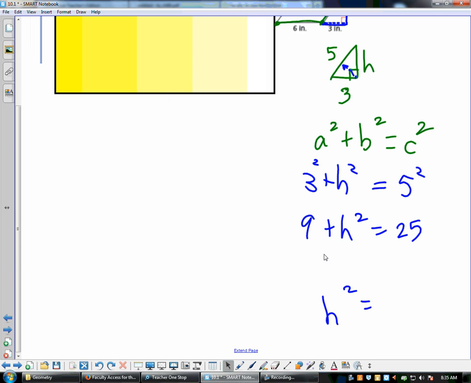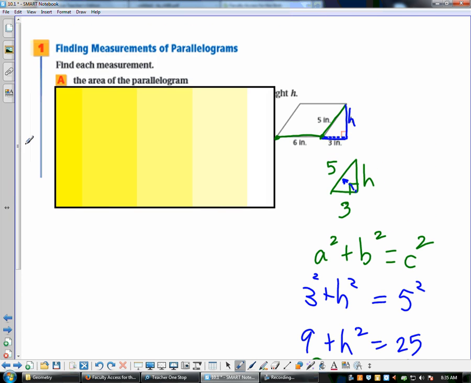This is algebra 1 right here. What do I do to get h squared? 5 squared minus 9. Thank you. I'm subtracting 9 from both sides, so I get h squared equals 16. So h is equal to what? Take the square root. So h is equal to 4. So that tells us that our height is equal to 4. So now, to wrap this problem up, what is the area of the parallelogram now that we know that the height is 4? Emily.